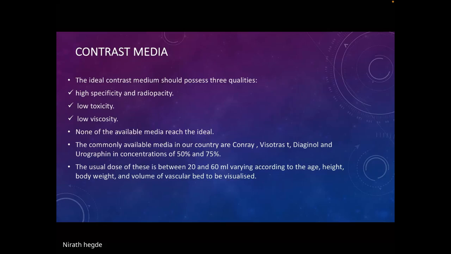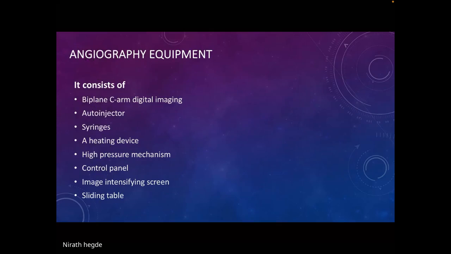Next, what all we need? We need an X-ray machine. It could be a CR or an OR. Then we have an injector. Then we need a syringe. Then we need a heating device to preheat the contrast material. Then we need a centrifuge to preheat the contrast material.